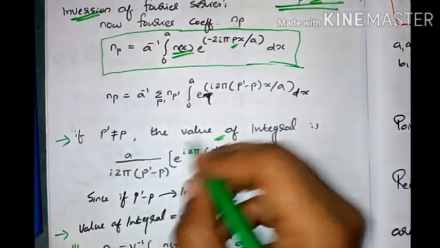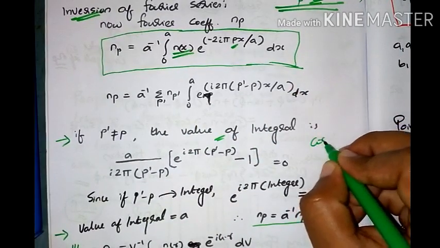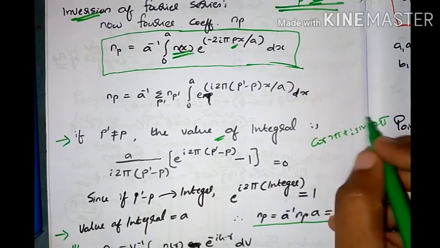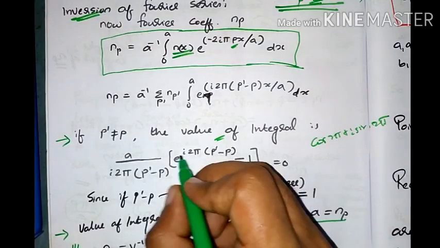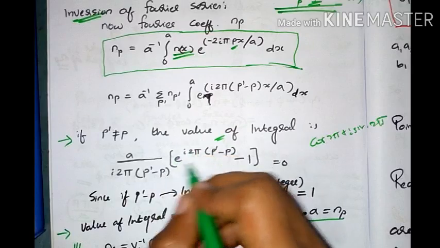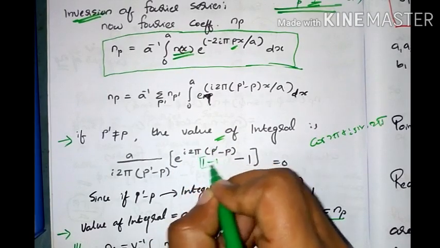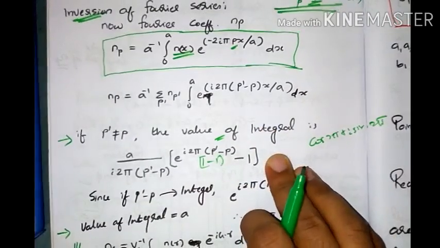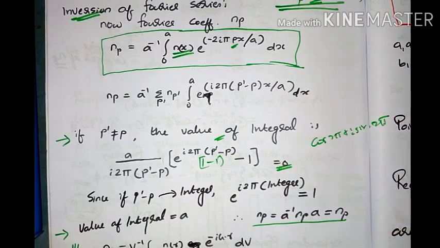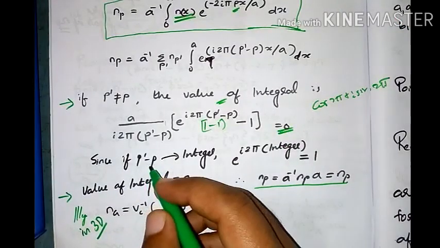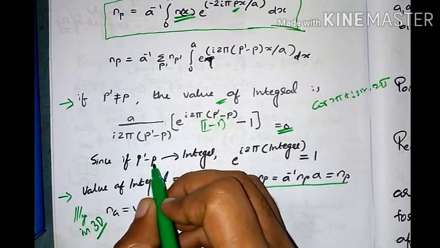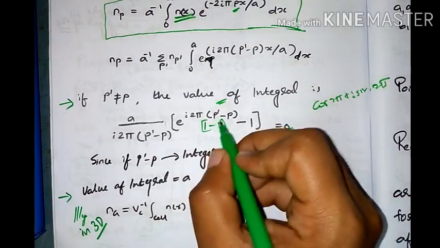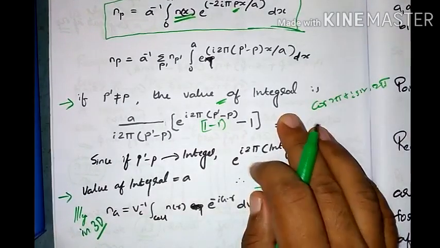So we have an expansion of the form cos 2 pi plus i sin 2 pi. Okay, sin 2 pi will become 0 and cos 2 pi becomes 1. So instead of this term we will have 1 minus 1, and this will become 0. This will be equal to 0. So that is what we have shown here. If p minus p dash is an integer, e raised to i pi into an integer would be equal to 1, and substituting here we will get 0.